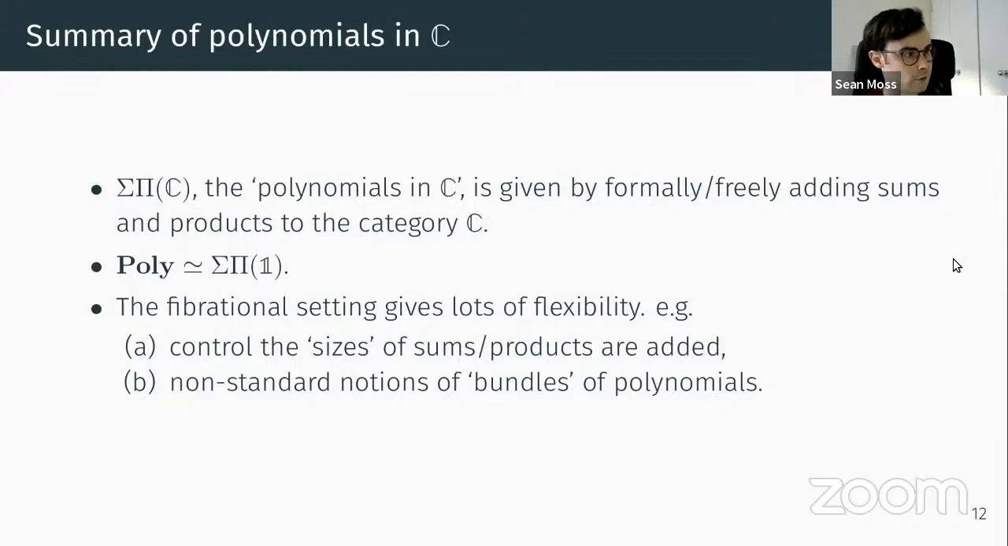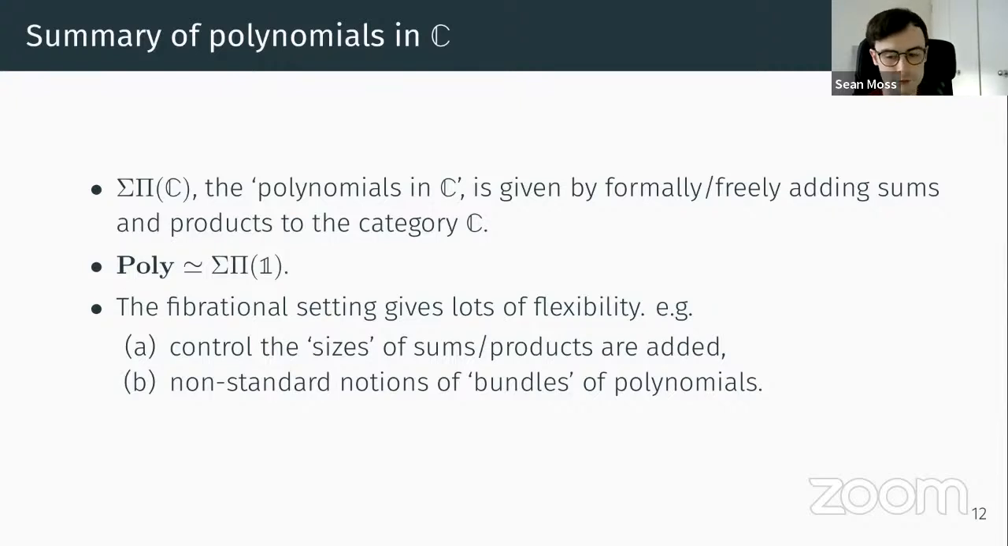So to summarize, sigma pi C is given by freely adding sums and products and then sums. Poly is sigma pi of 1. The fibrational setting is useful for the flexibility it gives. So for example, controlling the sizes of the sums and products that are added. And secondly, looking at non-standard notions of bundles of objects, both on the input and output level.